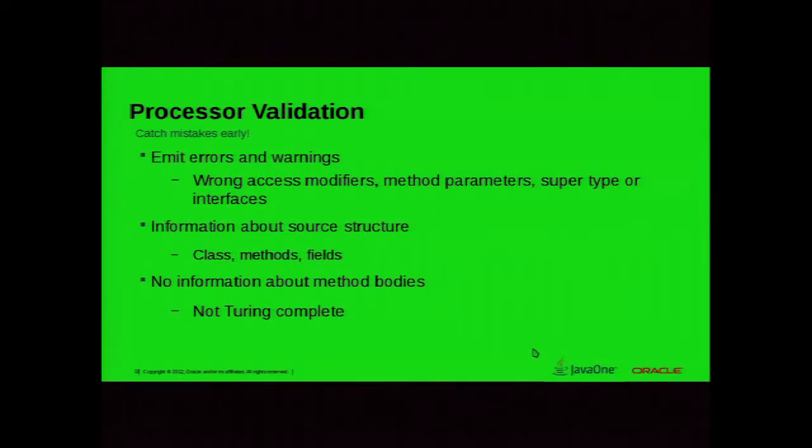So JSR 269 specifies a model and gives you access to classes, packages, methods, and fields. You don't have access to the actual body of methods, to the code. That's beyond the scope of this JSR. But still, even by inspecting the structure of your sources, you can do a lot of things.